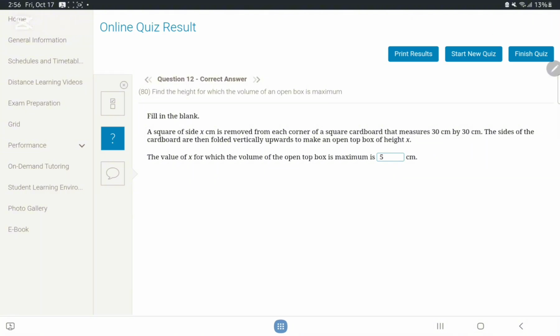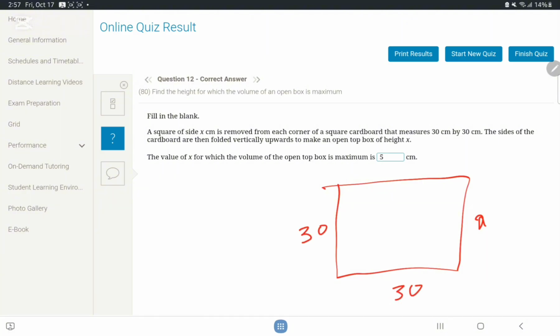For this question, they told us there's a square of sides 30 and 30. The mistake I made is that in the square, at each corner you cut off a square of side x. This is what they meant. Always make sure to read the question properly.